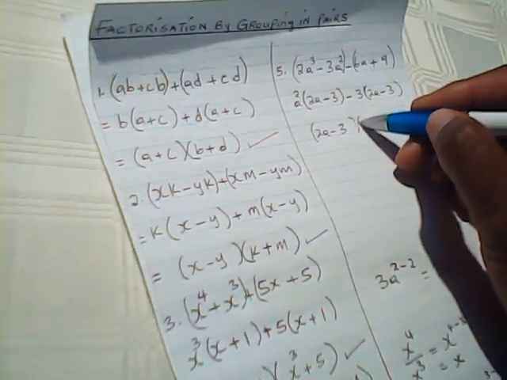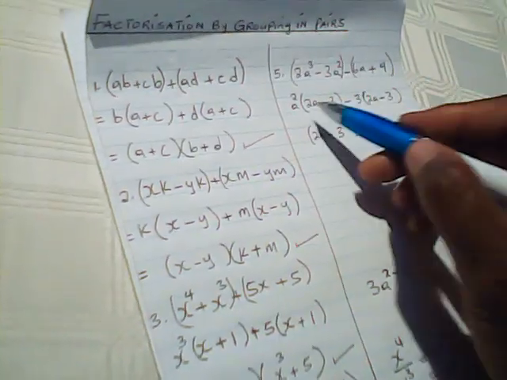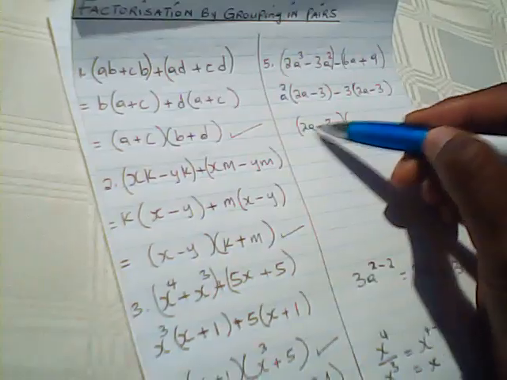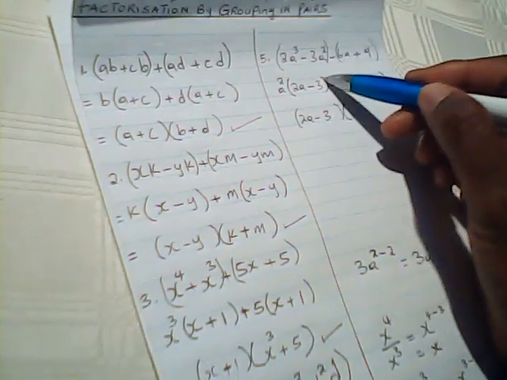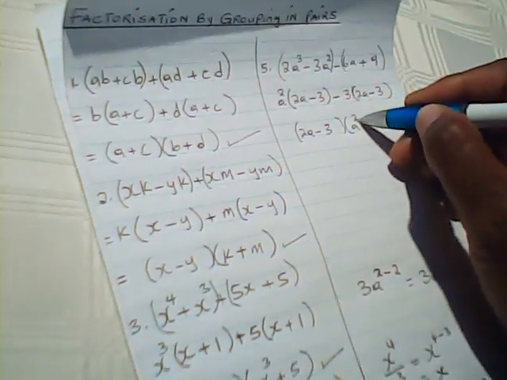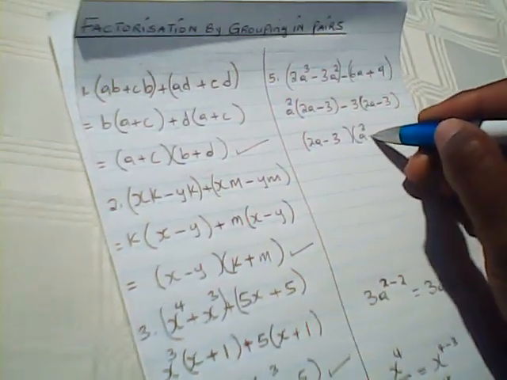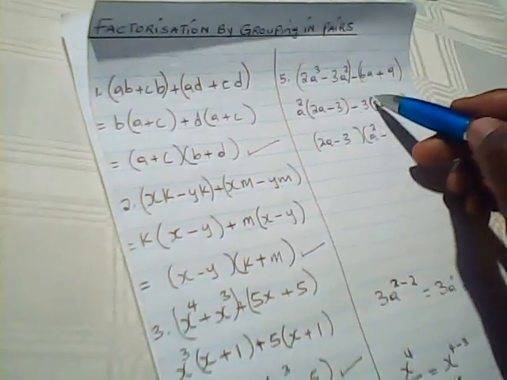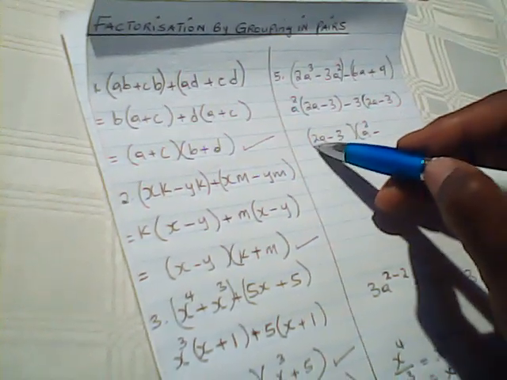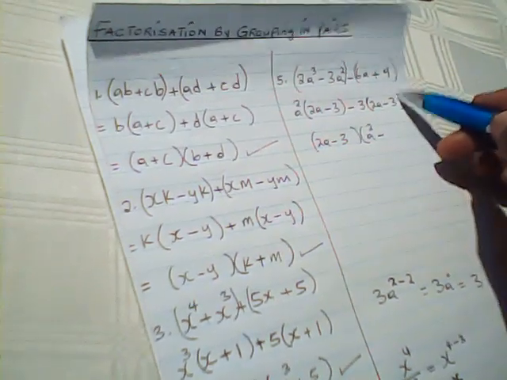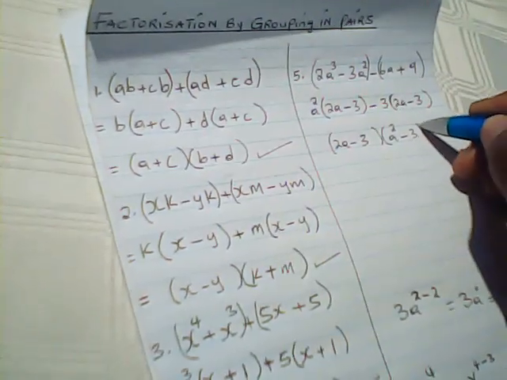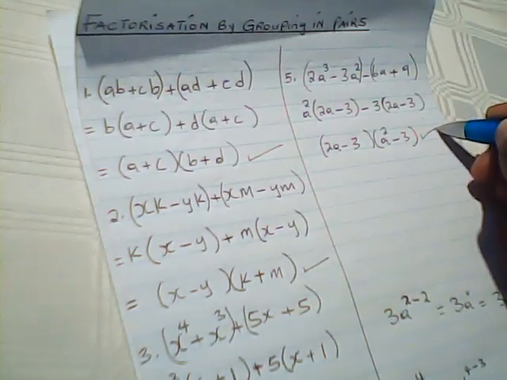Then we open up the brackets and say the whole of this divided by this. So in other words, this will cancel that. We're left with that, which is a squared, minus the whole of that divided by this. In other words, this will kill that. We're left with minus 3. And that is our answer.